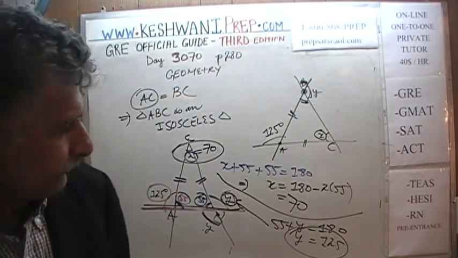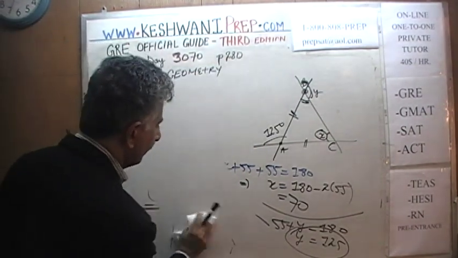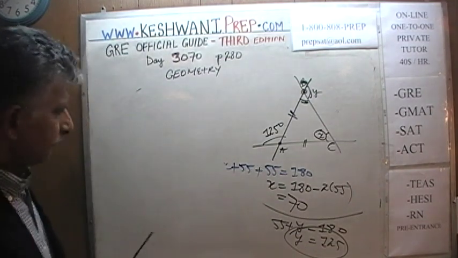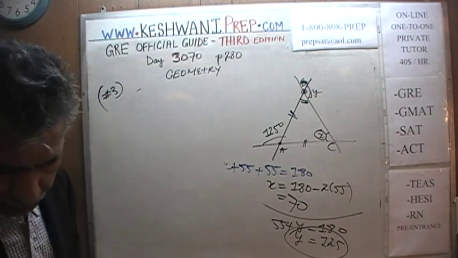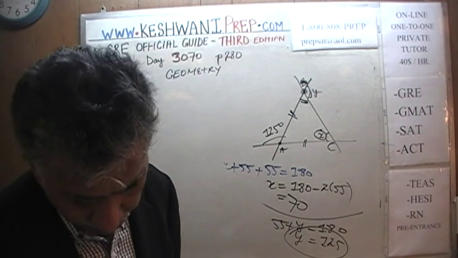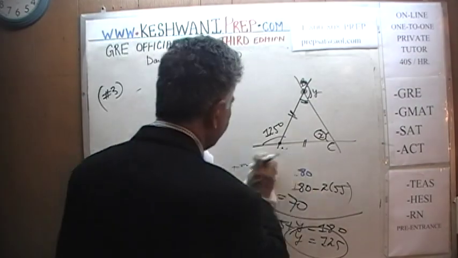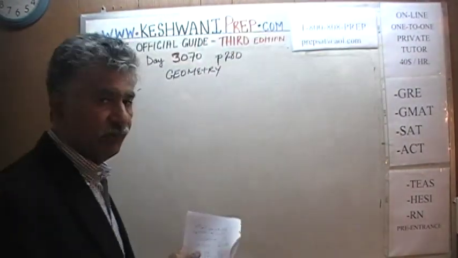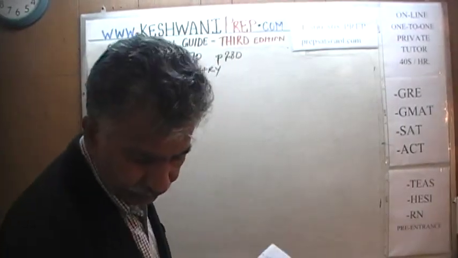Let's go to number 3. Oh, we have another picture. So what's the relationship between X, Y, and Z? So let's plot it over here. We don't need it anymore. And the question is straightforward. What's the relationship between X, Y, and Z, as they are shown in the picture?